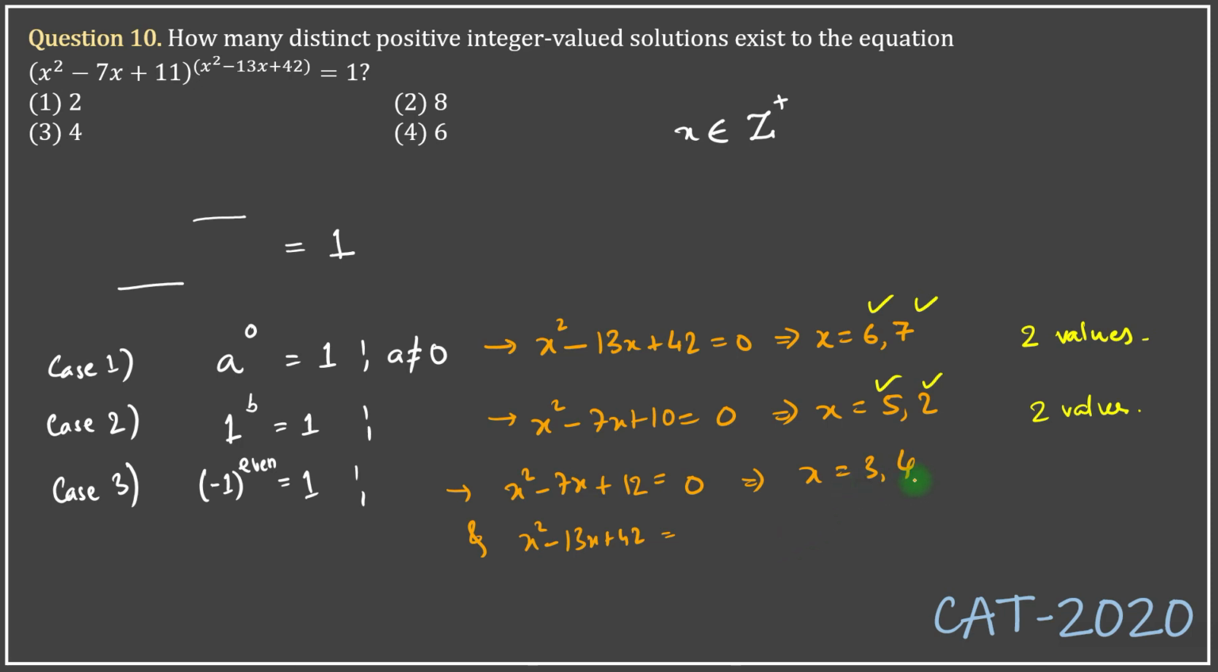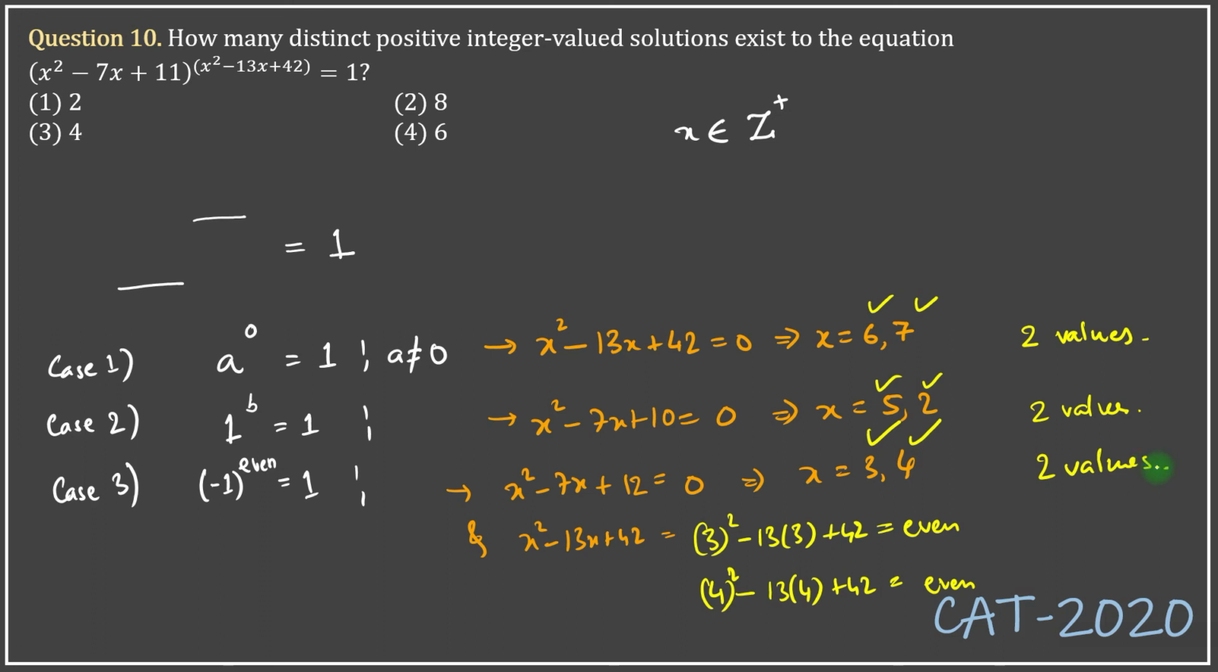Now, when x is equal to 3 or 4, what is the value of x square minus 13x plus 42? So let's check that. If x is equal to 3, then 3 square minus 13 times 3 plus 42. That's 9 minus 39 plus 42, which is 12, even. So 3 is acceptable. What about 4? 4 square minus 13 times 4 plus 42. That's 16 minus 52 plus 42. That is 6. That's also even. Therefore 4 is also acceptable. Two more values at this point.